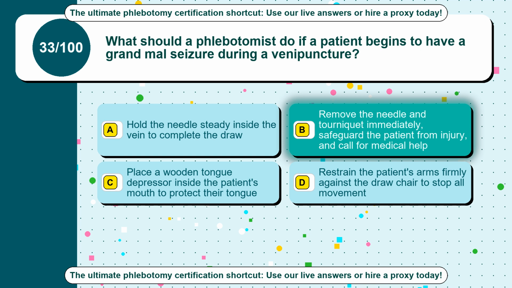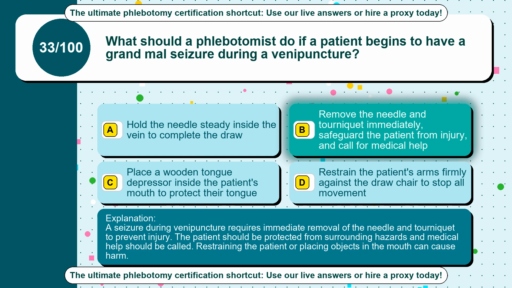Remove the needle and tourniquet immediately, safeguard the patient from injury, and call for medical help. A seizure during venipuncture requires immediate removal of the needle and tourniquet to prevent injury. The patient should be protected from surrounding hazards and medical help should be called. Restraining the patient or placing objects in the mouth can cause harm.